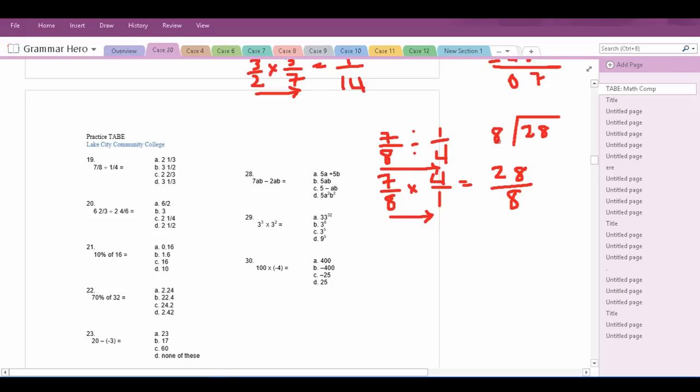What's the number we can multiply 8 by that gets us closest to 28 without going over? That's going to be 3, which will get us 24. 28 minus 24 is 4. We put 4 over 8 since that's our remainder, which is the same as 1/2. And again, I'm skipping steps because if you followed along, you should be getting back into the mode where you can skip a few steps. Okay.